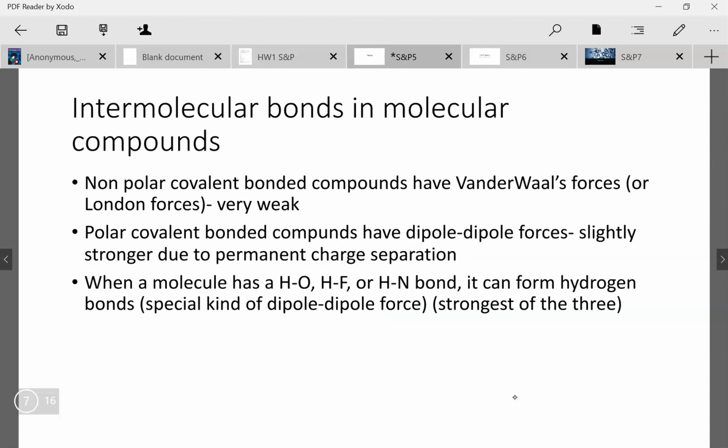And so nonpolar covalent molecules have van der Waals forces, so very weak. A good example is all hydrocarbons without functional groups. Carbon-hydrogen bonds are nonpolar covalent bonds, for example, C with hydrogens attached to them. Another good example of nonpolar covalent bonds is any diatomic, so I2, O2, N2, Cl2.